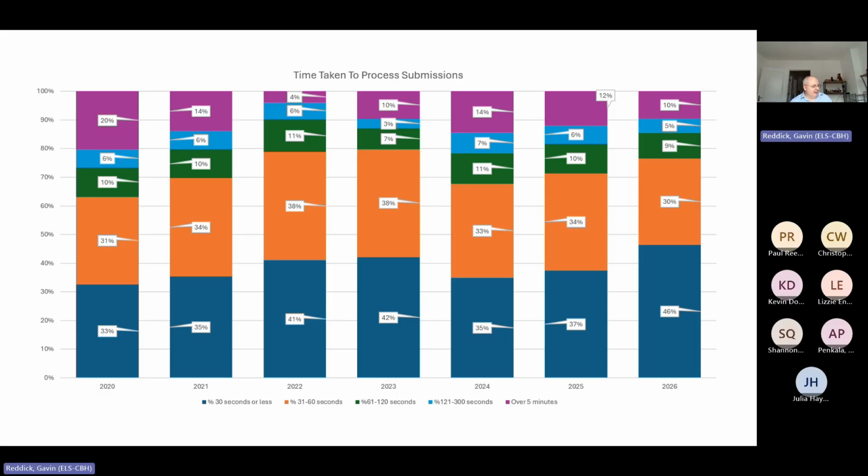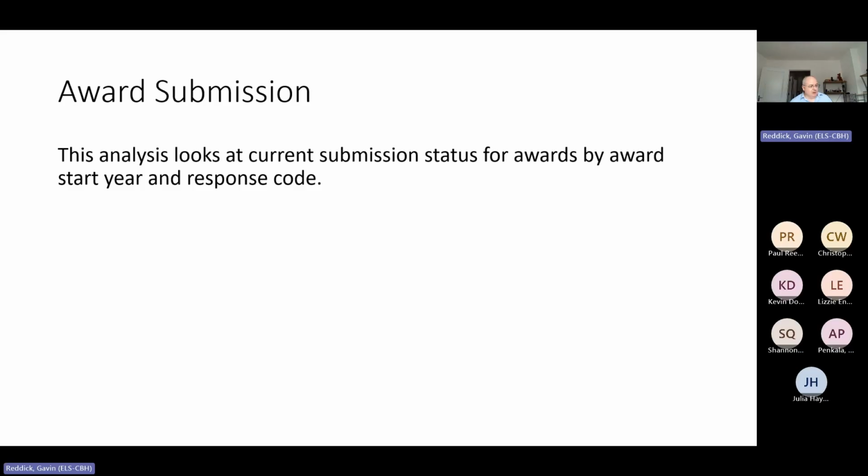And then finally, on the submission side of things, we also look at response codes. So this looks particularly at response code 1, which is where a funder is expecting a submission, and response code 4, where they're expecting a submission, but the researcher has moved organizations, so the contact information may not be accurate, and it's more challenging for that.